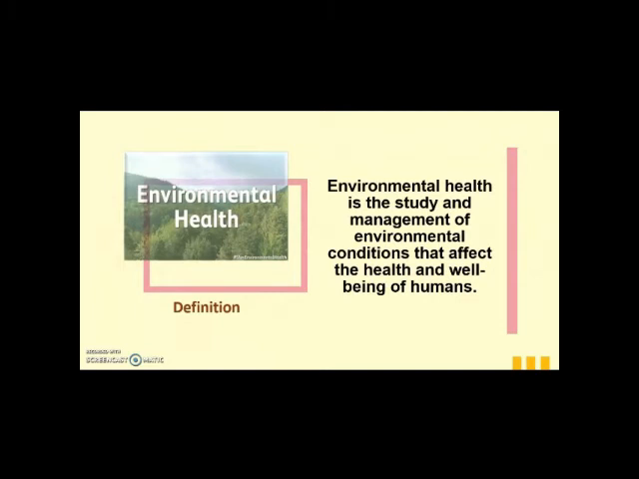Next is the definition of environmental health. Environmental health is the study and management of environmental conditions that affect the health and well-being of humans. This means that this is a science in which we study different conditions that affect our health and well-being. Not only do we study these factors, but we also try to understand how to manage these conditions for the well-being of human beings.